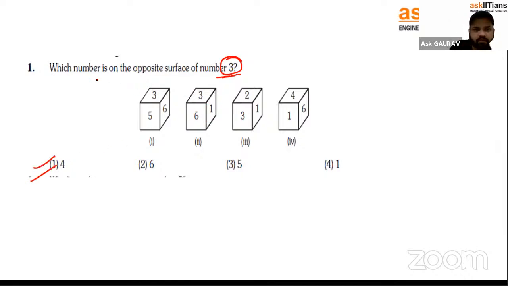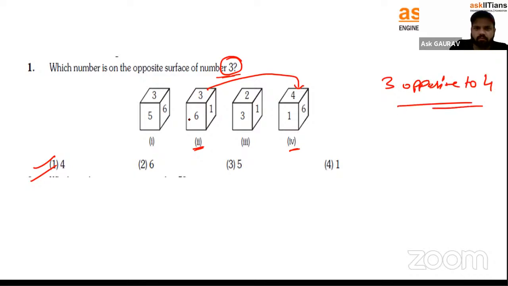It is very simple. Which number is opposite to 3? Now see, observe the second option and the fourth option. 1 and 6 are common, right? So 3 and 4 will be opposite. 3 will be opposite to 4. That's it.